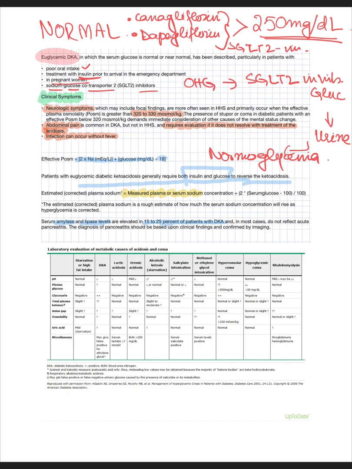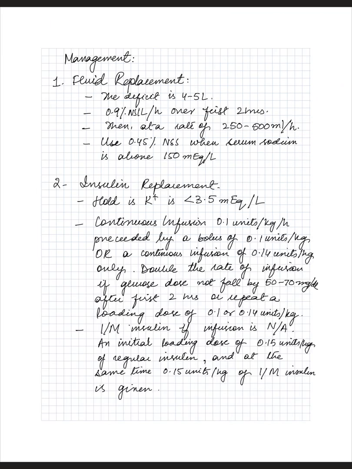As hyperglycemia can lead to pseudohyponatremia, it is important to calculate corrected plasma sodium in some cases where it may appear to be low. You can calculate it as measured plasma or serum sodium concentration plus 2 times serum glucose minus 100 over 100. Let's move on to the treatment part, the most important part. So we have seen the patient has problems. The patient has dehydration.